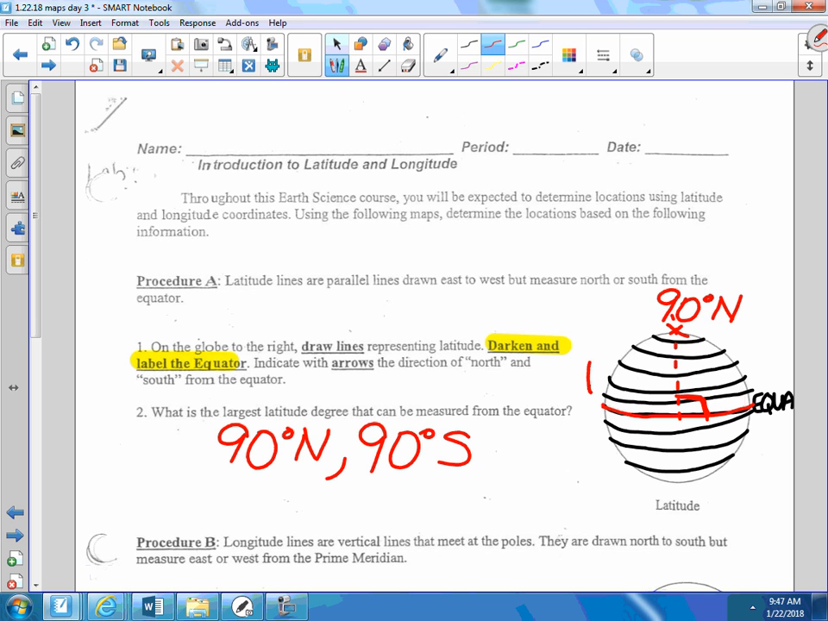So start at the equator, go up, that's going to be north. Start at the equator, go down, that's going to be south. These lines determine the hours of sunlight you get. The closer you are to the North Pole in the winter, the less light you get. What do you think happens as we go to the South Pole?